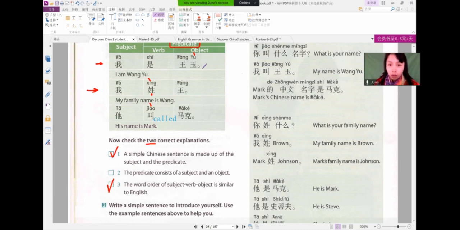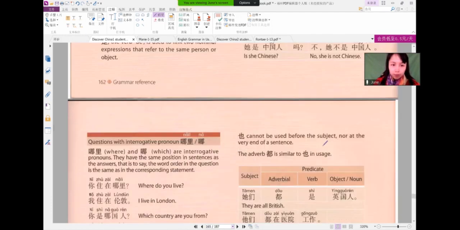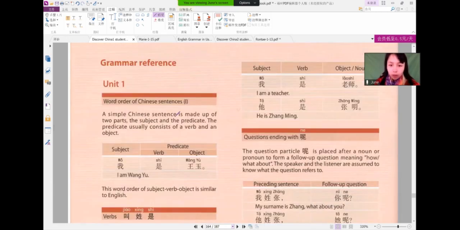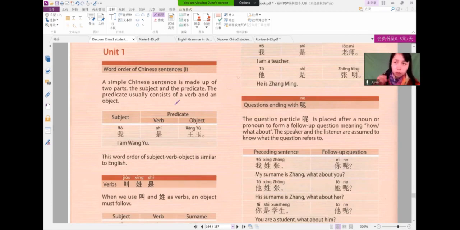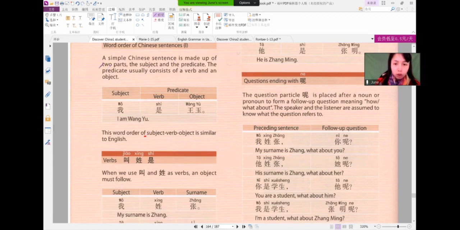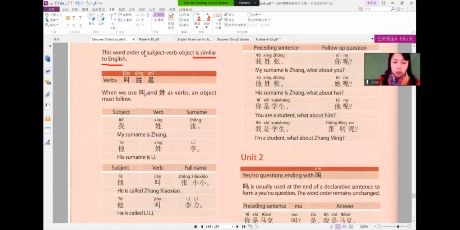Okay, I think any questions? No. Okay, good. So we will just check this. There's the language. They will explain those language points on the page, starting from 162. So if you feel confused or you want to review, you can always check here. So like this one and this one. This is just like the two correct explanations we chose. And then here they give you an example. Why is this similar to English? Because when we use 叫 and 姓, they are used as a verb. An object must follow.